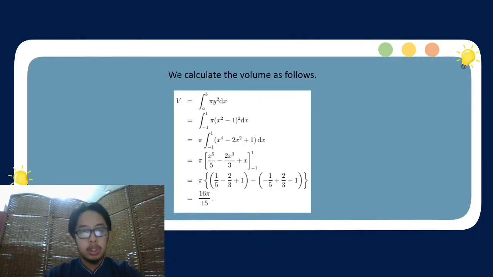We calculate the volume as follows. V equals the integral from a to b of pi y squared dx, which equals the integral from negative 1 to 1 of pi (x squared minus 1) squared dx, which equals pi times the integral from negative 1 to 1 of x to the power of 4 minus 2x squared plus 1 dx, which equals pi [x to the power of 5 divided by 5 minus 2x cubed divided by 3 plus x] from negative 1 to 1. This equals pi (1 divided by 5 minus 2 divided by 3 plus 1 minus (negative 1 divided by 5 plus 2 divided by 3 minus 1)), which is all equal to 16 pi divided by 15.